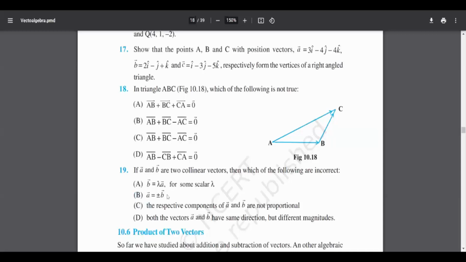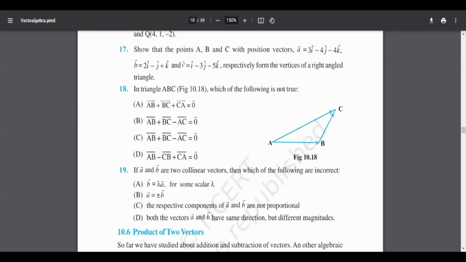The components of A and B are not proportional. Both A and B have the same direction but different magnitudes. So option D is incorrect, because A and B do not need to have the same direction. They may have opposite directions if lambda is minus 1. So option D is incorrect. About option A, we know this is correct. Option D is a particular case of option A, so this is also correct.